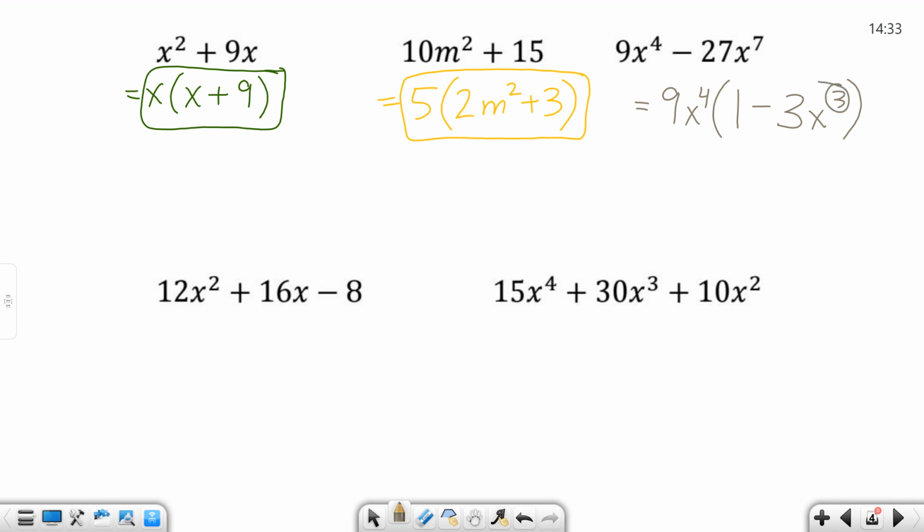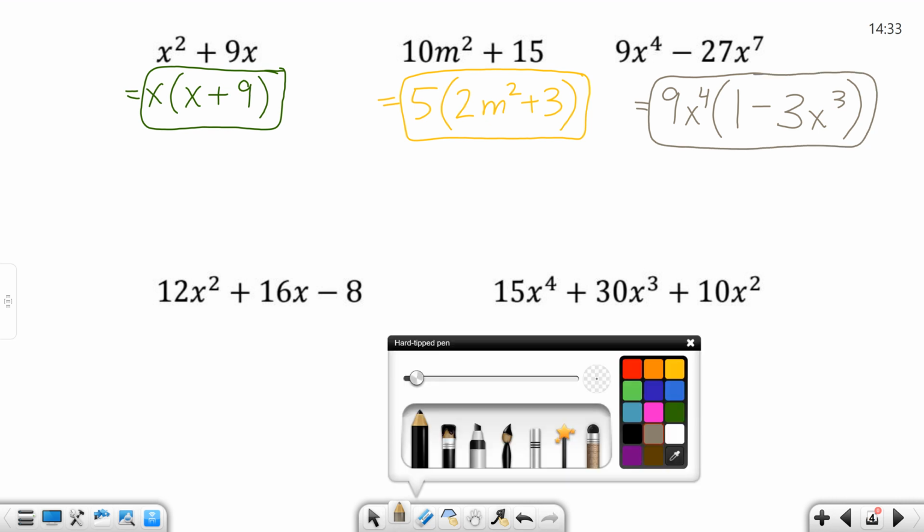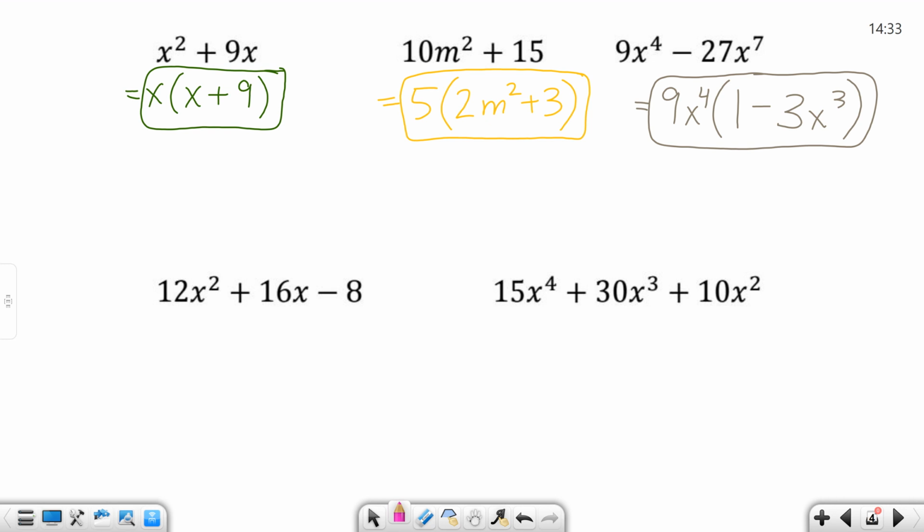And again, this power is bigger than 1, but this thing won't factor any further, okay? This one won't factor any further. Just a GCF is all there was. All we had there was 9x to the 4th power.